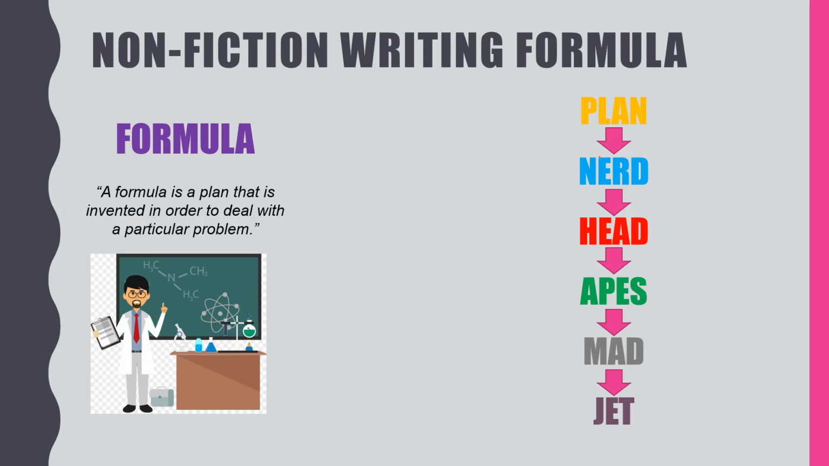You start with your plan, then you do a NERD, HEAD, APES, MAD, JET. Each of these little acronyms just means a series of letters that stand for something. Each of them is a paragraph. So in total, you're going to write 5 paragraphs. And today, we're doing this little guy here. So if you haven't watched the other videos for NERD, HEAD, APES, and MAD, go back and do them now, and then do this one last.